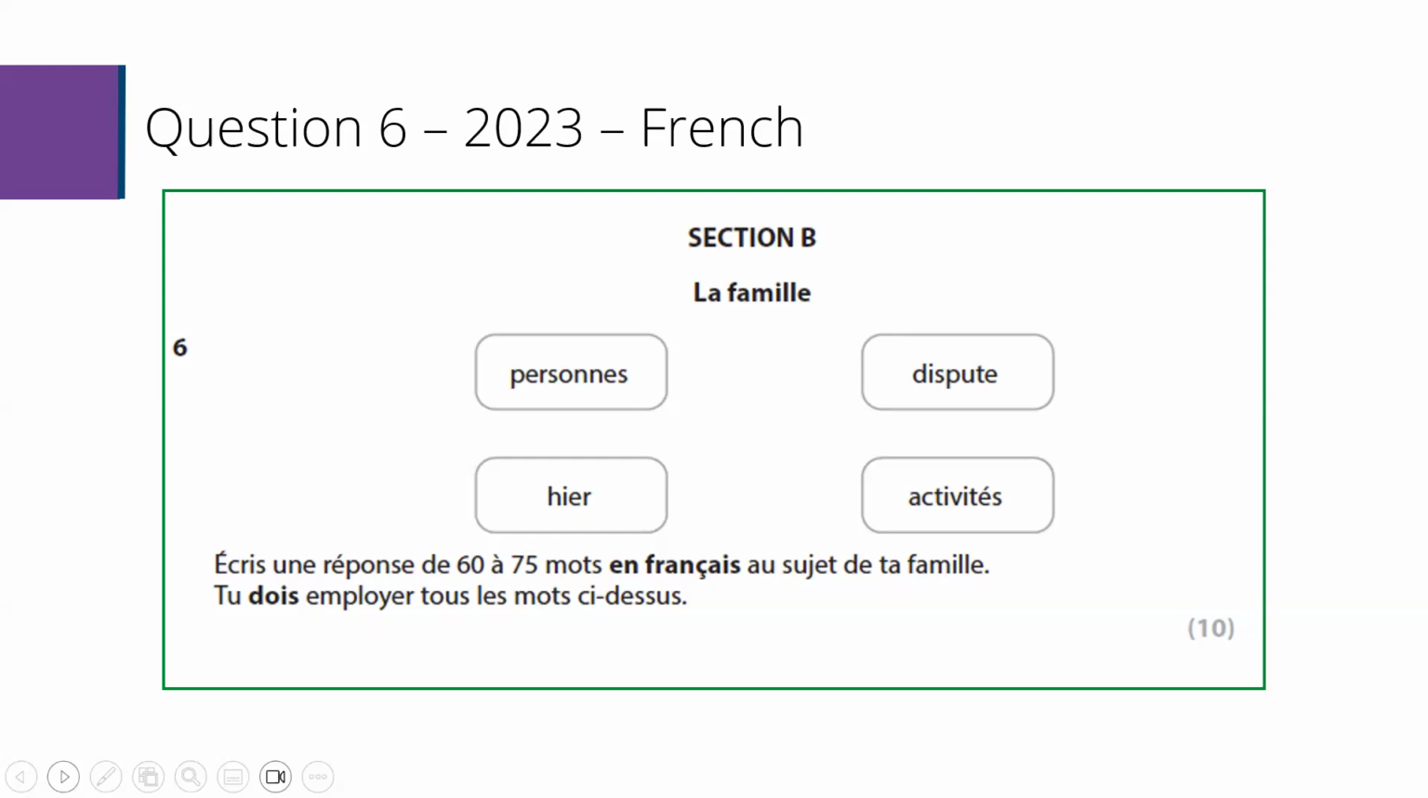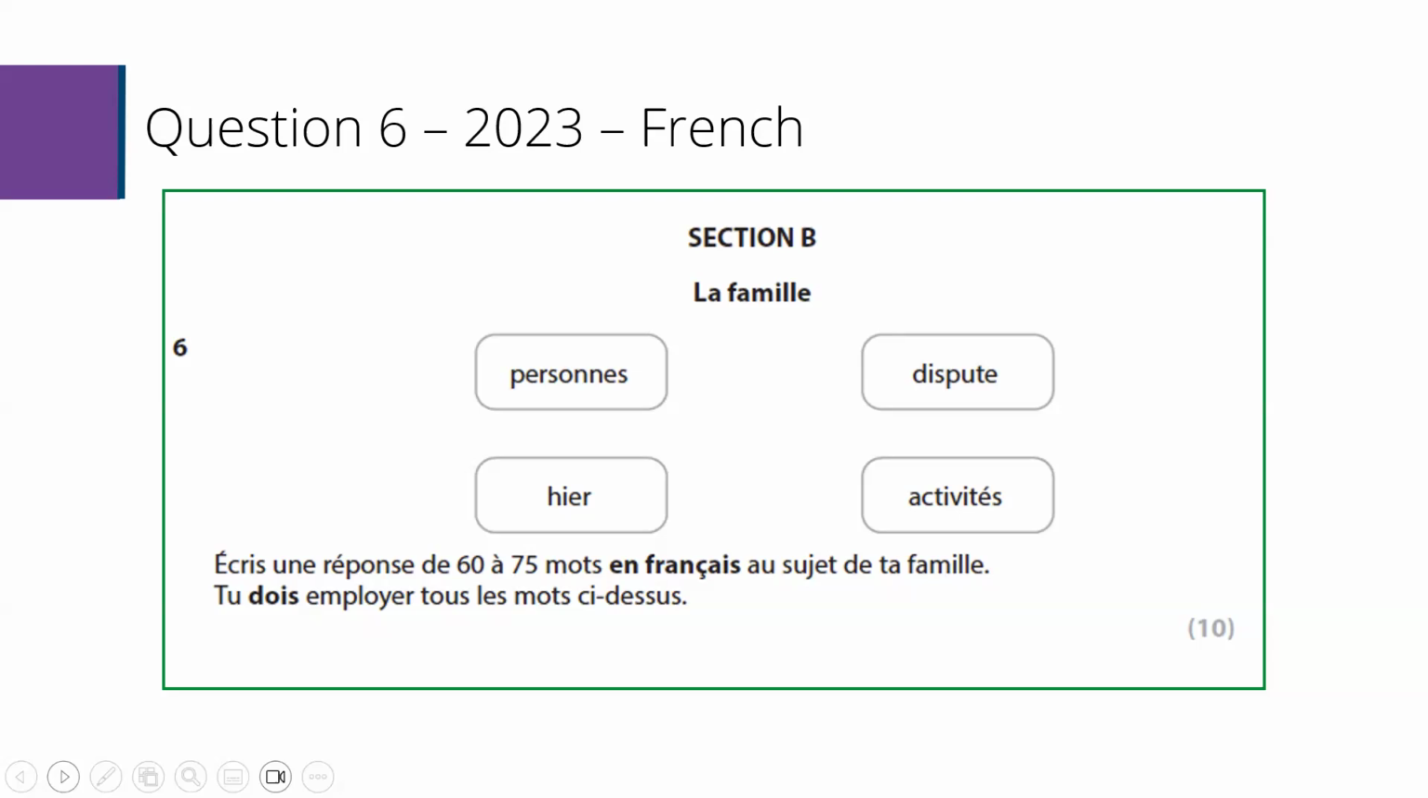Okay, so we want the word people, we want the word dispute, we want the word yesterday, and we want the word activities. Okay, and they need to put those words in. And that is also part of the task. So, in my family, there are 5 persons, 5 people who are, and that will deal with that one. Okay, yesterday, what we did yesterday. Okay, what I did yesterday with my family, something about an argument, something about an activity.